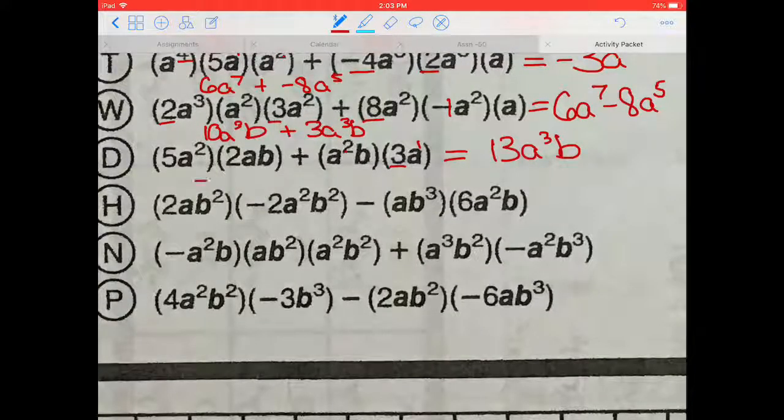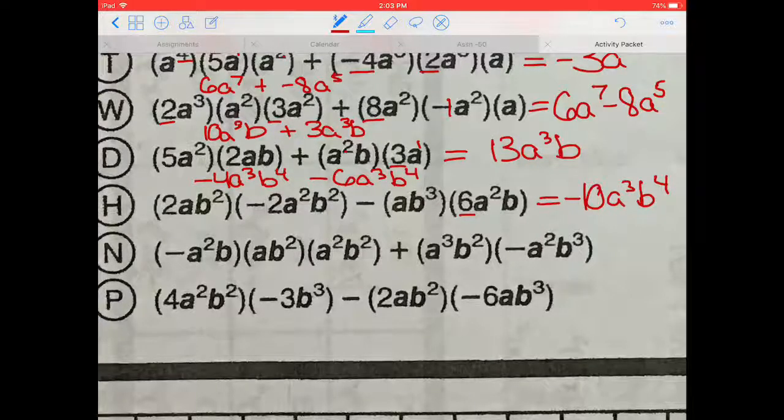2 times negative 2 is negative 4. 3 a's, 4 b's, minus, let's see, 6. 3 a's, 4 b's, I'm sorry. So 3 a's, 4 b's, a cubed b to the 4th, like terms. Negative 4 minus 6 is negative 10. A cubed b to the 4th.